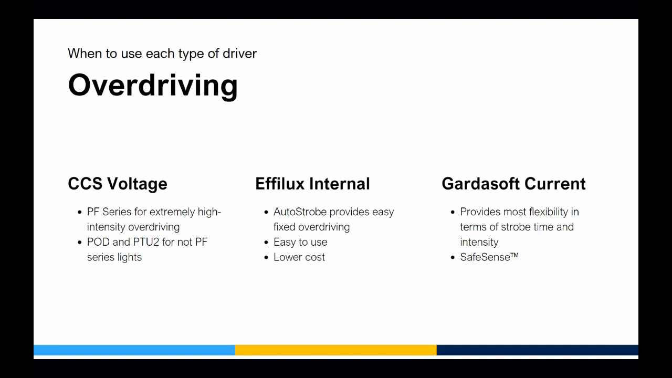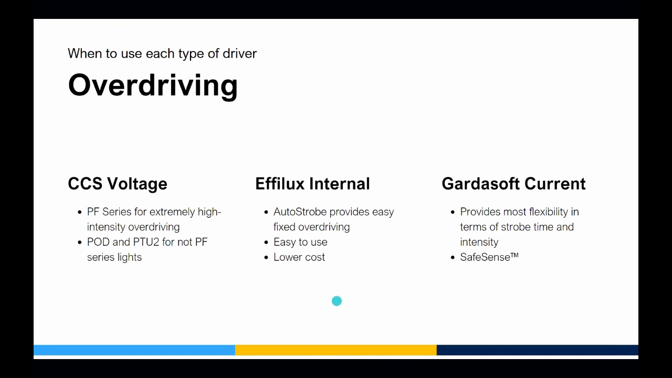They have SafeSense built in, which essentially prevents you from overpowering the light. So if you're playing around with your settings and you kind of forget to respect the duty cycle with your percentage of overdriving and your exposure time, the controller will automatically change the parameters to make sure you don't overpower the light and break it. So it's a really easy way to do overdriving. It gives you a lot of flexibility.